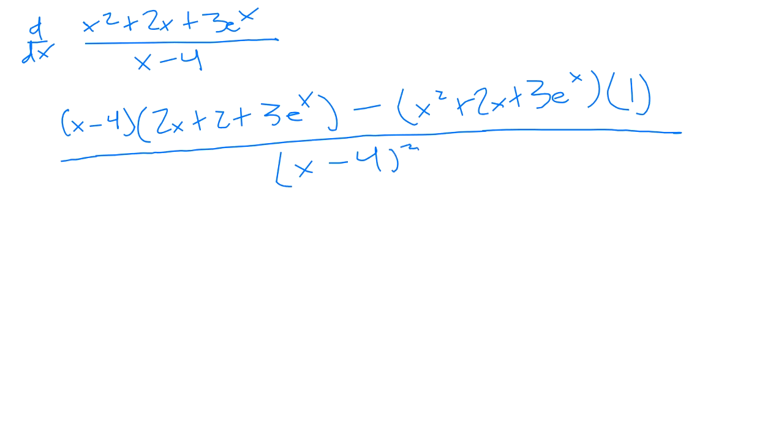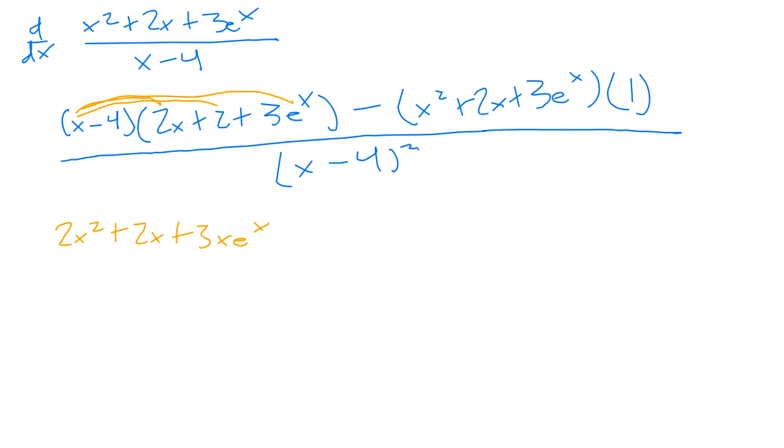All right, so now let's just go ahead and see if we can clean this up, see if there's any terms we can combine, and then we'll be done. So the numerator, we get, let's distribute both of these terms out. So we have x times the whole second term, which is going to get us 2x squared plus 2x plus 3x e to the x.